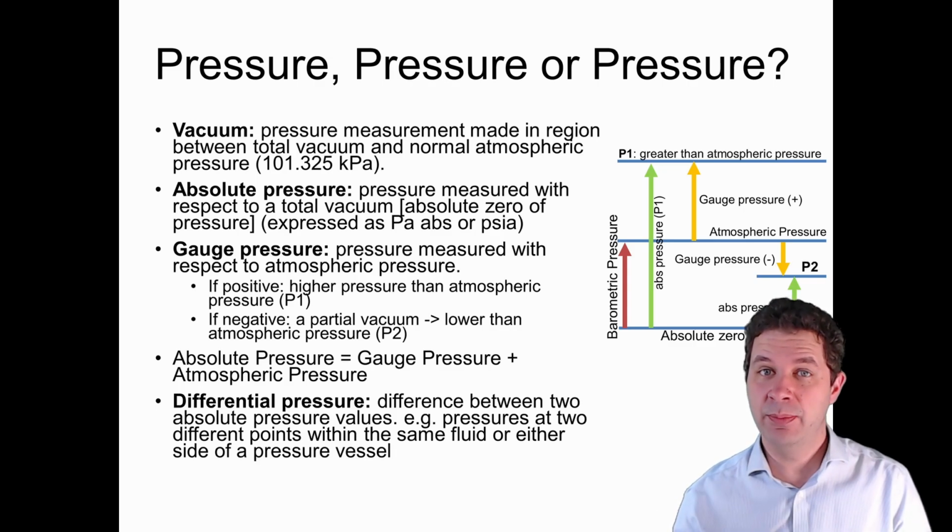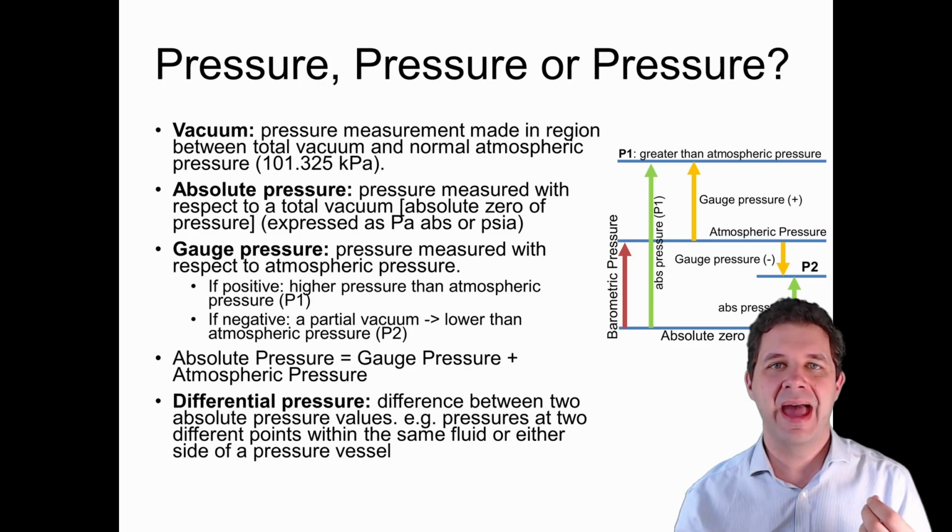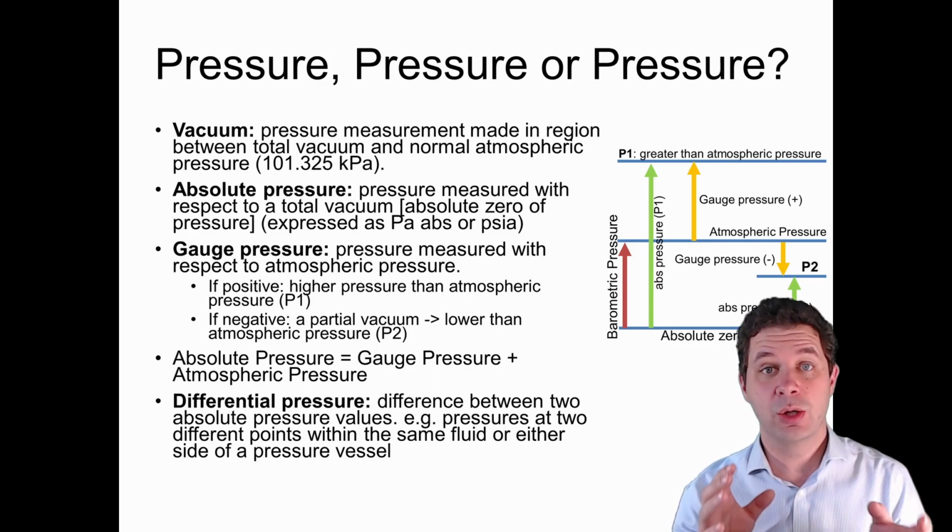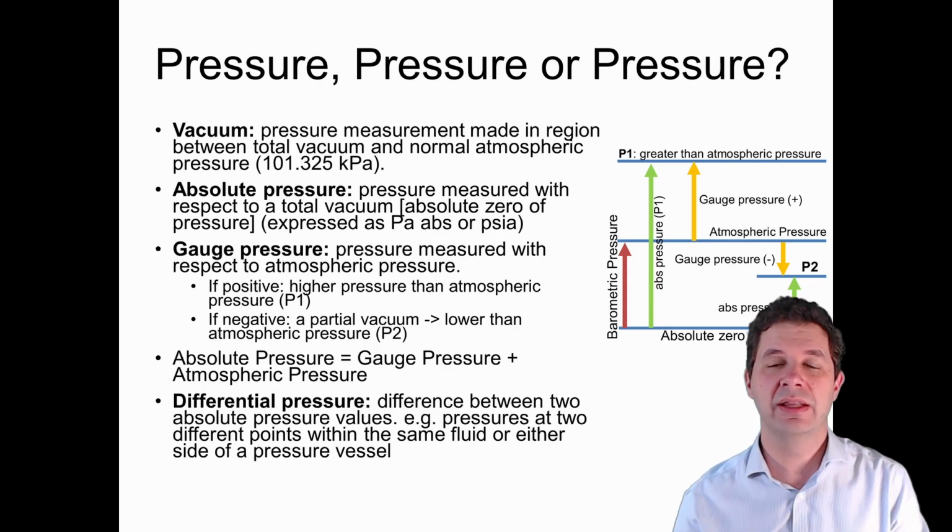If we want to work out at any point our absolute pressure, we can add together our gauge pressure and our atmospheric pressure. And that will give us what our absolute pressure is. So we can go between the two if need be.